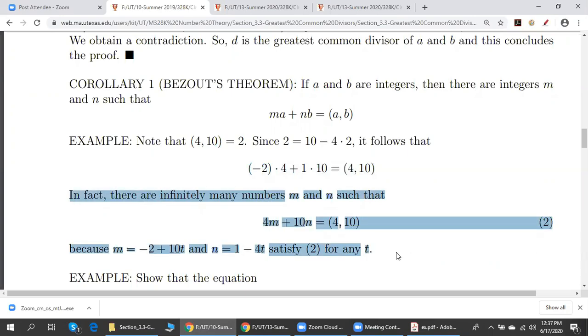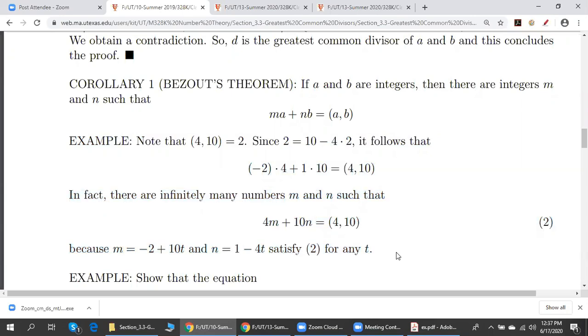This portion will be discussed later. Right now, the only thing that we're supposed to understand is this. One more remark. Divisor theorem does not give us an algorithm of finding m and n. Here we just play with numbers and come up with this.